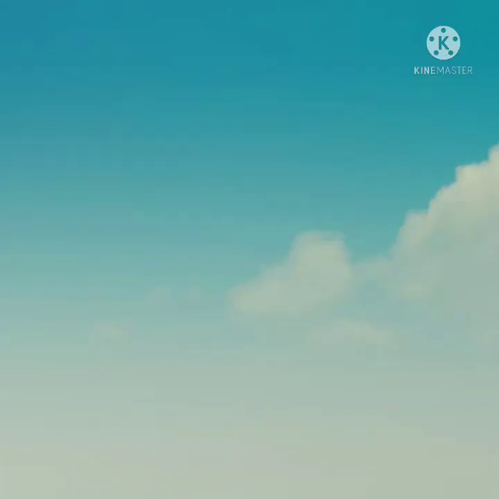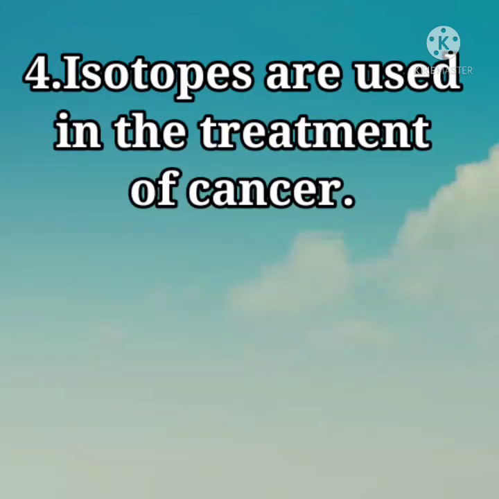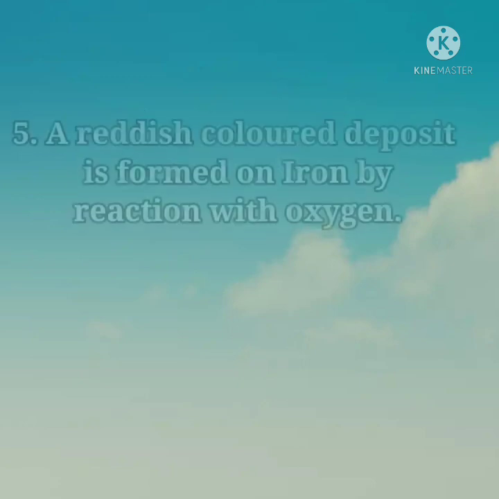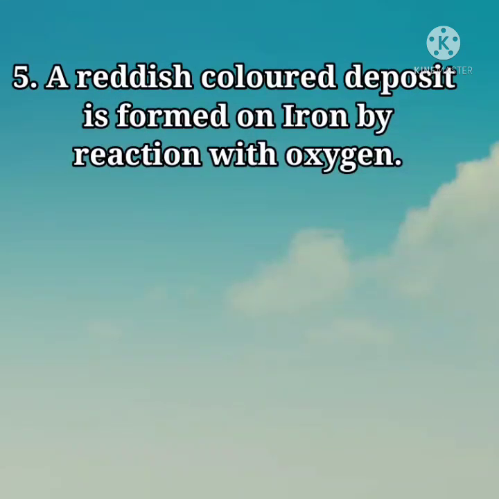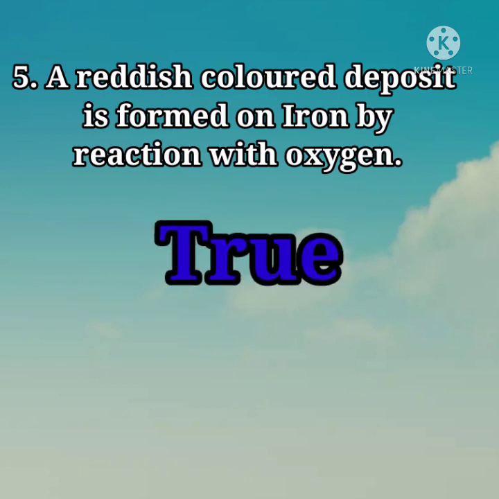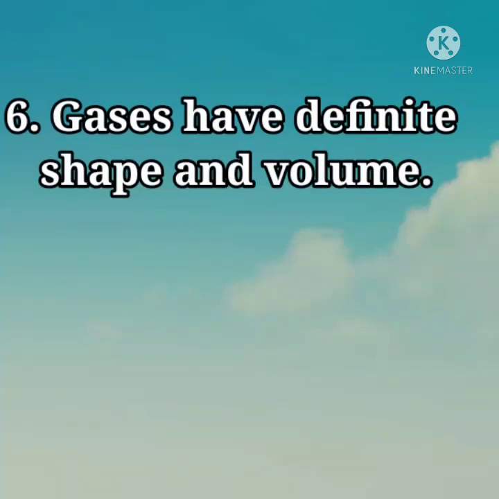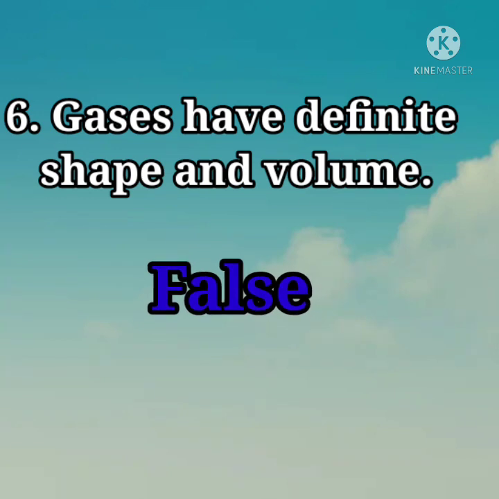It is true. Number 4, isotopes are used in the treatment of cancer. It is true. Number 5, a reddish color deposit is formed on iron by reaction with oxygen. Yes, it is correct. Statement is true. Number 6, gases have definite shape and volume. It is false because gas do not have definite shape and volume.